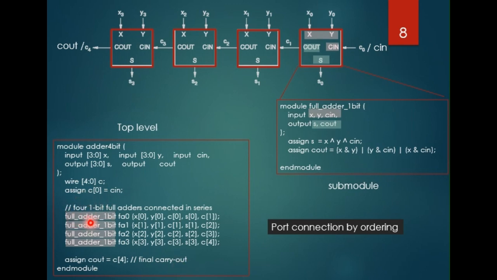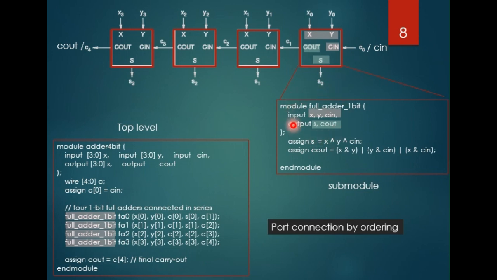So back to the instances of the 1-bit full adder. After we write the instance name, it is followed by a bracket. Inside the bracket, we need to show the connection of the top level signals to the input-output ports of the components or instances. For port connection, there are 2 methods. The first method is port connection by ordering. It means you put the signals of the top level circuit in the same order as you define in the submodule.